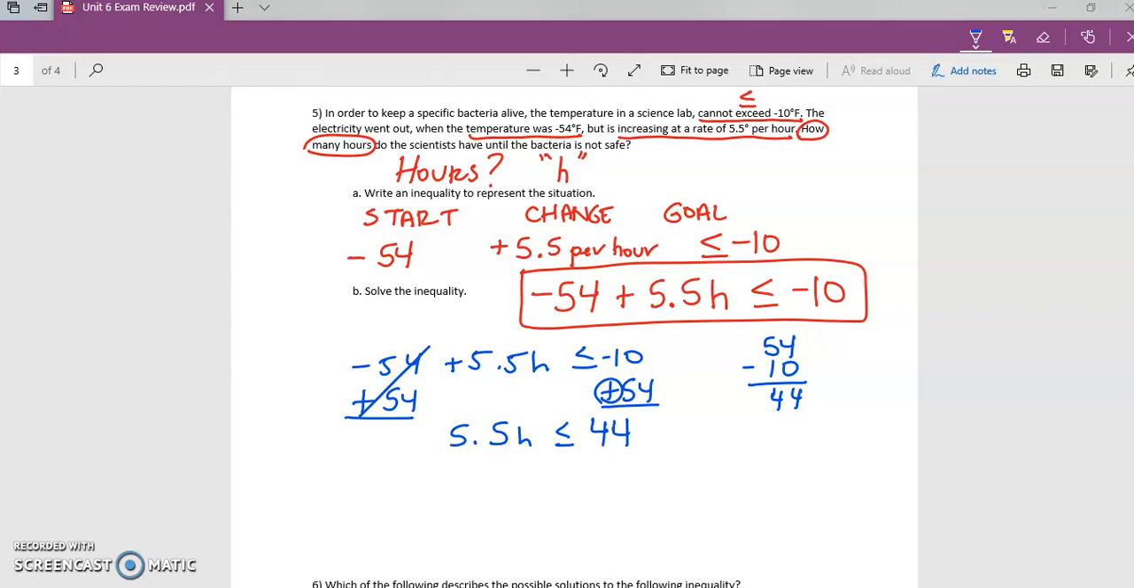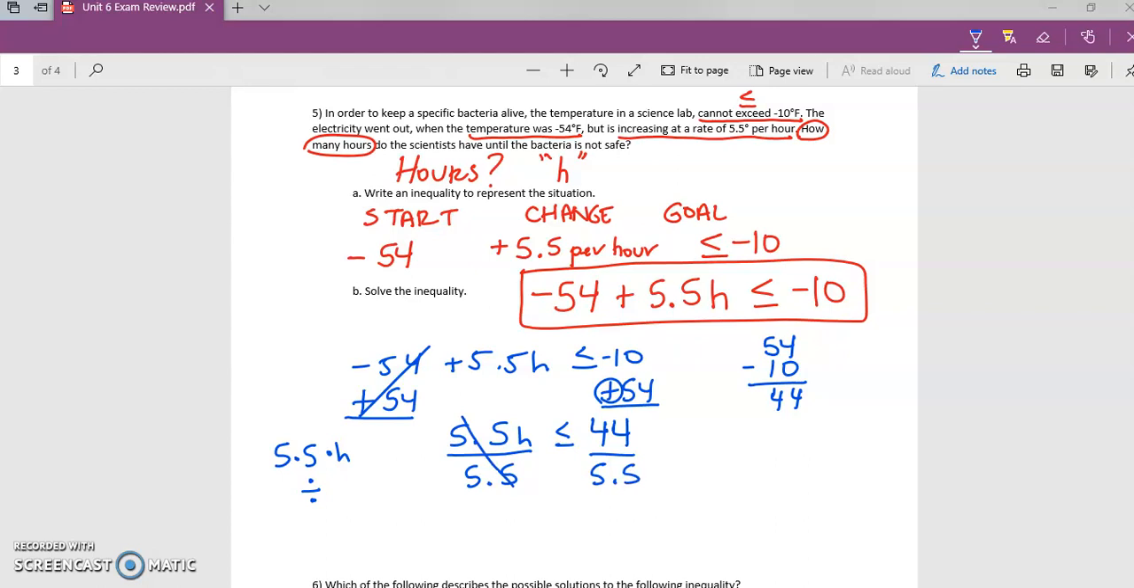So now, okay, I have my coefficient. It's 5.5 times h. So the opposite is going to be division. So I divide this side by 5.5. Divide this side by 5.5.